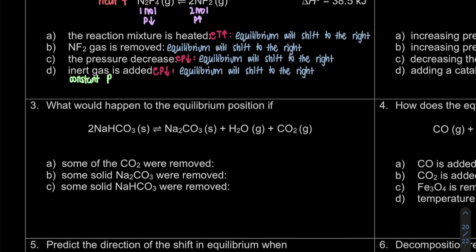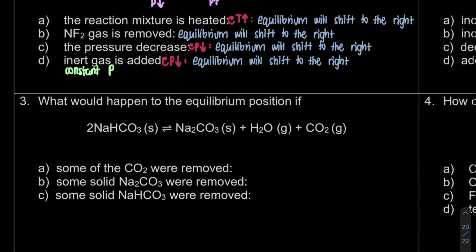Okay, so right now we're going to look at question number 3. Okay, so dekat sini, what would happen to the equilibrium position if some of the CO2 were removed? Okay, so CO2 were removed. This is actually our product lah. So when CO2 is removed, so sama juga is actually when our reactant pula. When our product decrease. Okay, so when our product decrease macam mana?